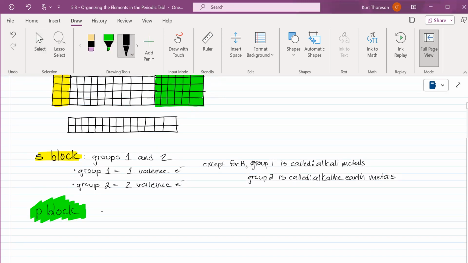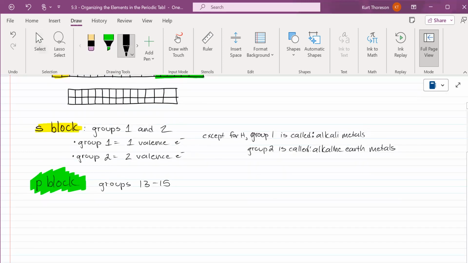The P block is going to be groups 13 through 15. How many valence electrons would an element have if it was found in group 13? 3 valence. How about group 14? I think we're starting to pick up a trend here. Group 15?